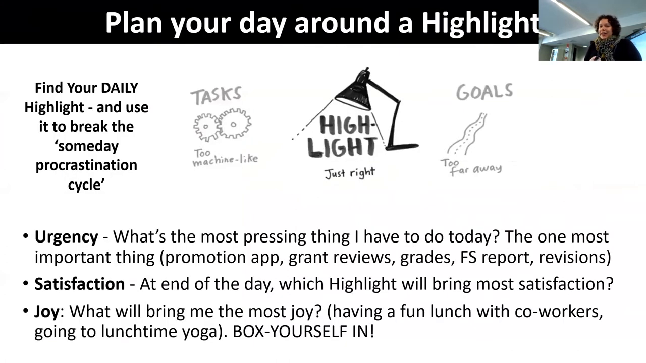Their argument is that work is a bit monotonous. If we want to break our procrastination and do things differently, we need to structure a day in a way whereby we have a highlight, okay? Tasks are too boring, they're too machine-like, goals are too far away, but a highlight is just right. And they argue there are three types of highlights.